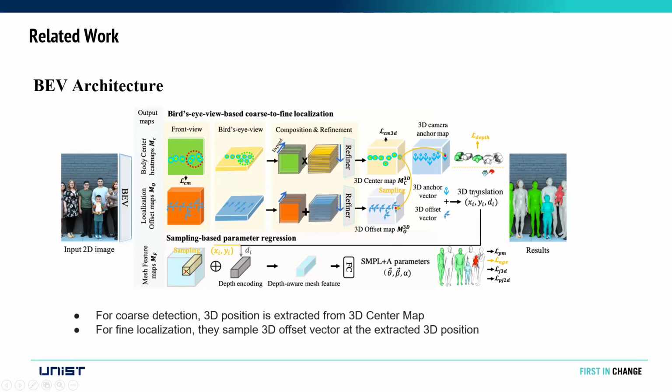This 3D translation is then used with the mesh feature map together for the human mesh parameter regression. First, they take the parameters of the 3D translation and embed them into the depth encoding. Then, at the X and Y coordinates, they sample the feature from the mesh feature map and add it to the depth encoding. Then they can produce the 3D pose parameters of the SMPL model to produce the human mesh.